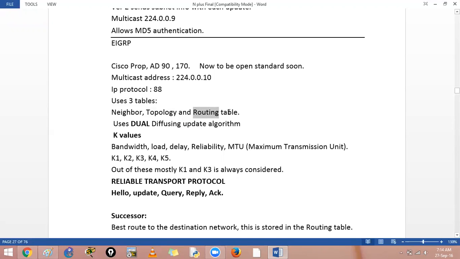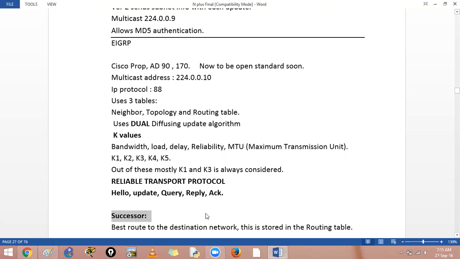Now, EIGRP is better than the other protocols. Why? Because EIGRP has sub-second failovers. Why sub-second? Because if I have a best route and this route goes down, the second best is already calculated and kept in the topology table. The best route is called the successor route.